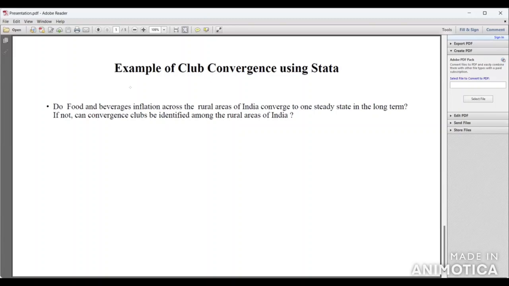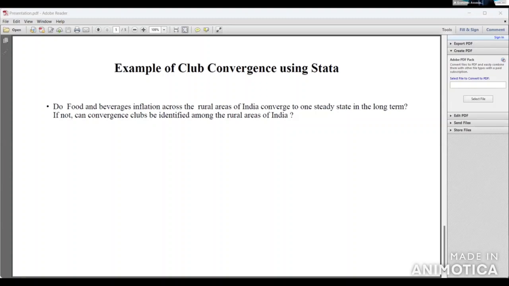So for that purpose, I am going to use STATA and the data of food and beverage inflation of India. Let me move to this. Let's say this is my data. I have taken the data from January 2011.